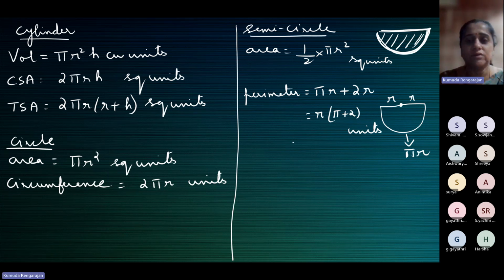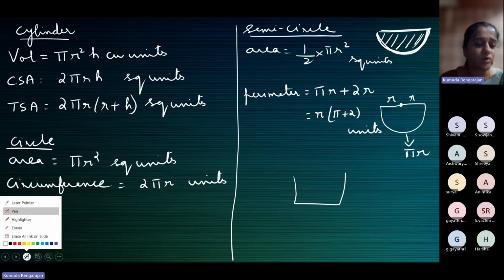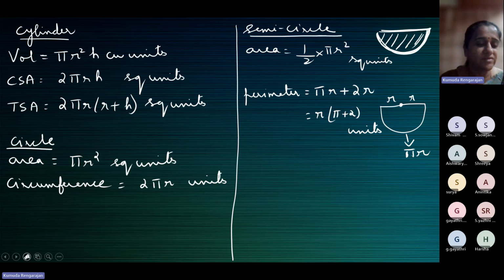So that's about the area of a semicircle. I've written semicircle, but it's used interchangeably, so you need to understand the meaning depending on the context. Here, when I say semicircle, it's a semicircular region, because area you can find only for a closed figure. You cannot find the area of this arc alone. So when we say semicircle here, it is a semicircular region.